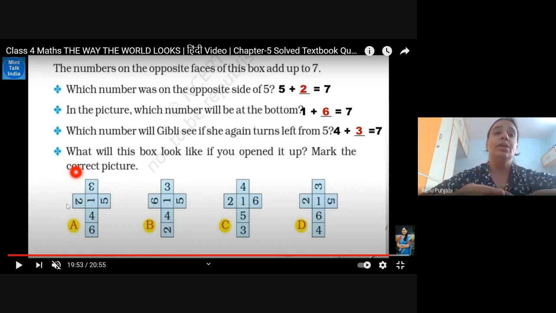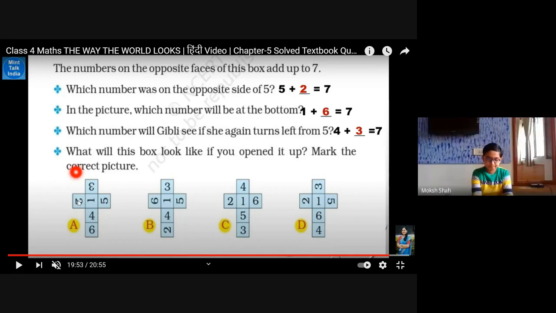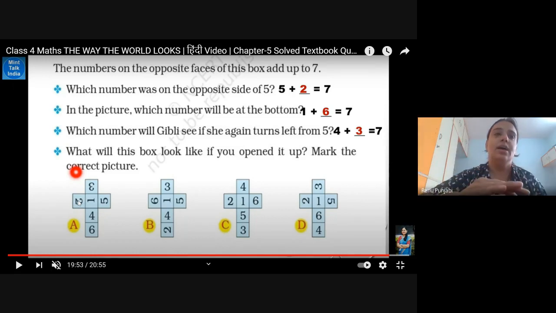So 3 plus 4 is 7, 1 plus 6 is 7, 5 plus 2 is 7. Am I audible to you all till here? Yes, ma'am. So we can say when we have checked the alternate numbers and it is coming 7, the A net is right. So put a right tick on the A net.